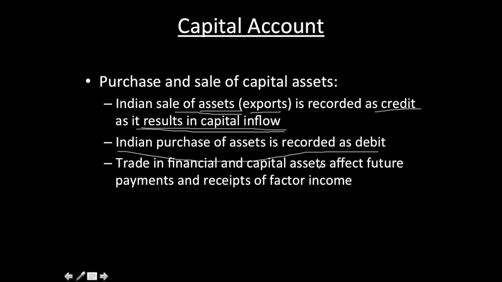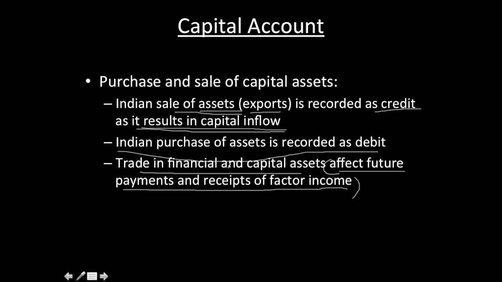Trade in financial and capital assets affects future payments and receipts of factor income. As I had told you about the link between factor income and purchase and sale of capital assets, whenever a country invests outside or sells outside in terms of financial or capital assets, then it may attain future benefits from that investment in terms of interest or dividends. So trade in financial and capital assets affects future payments and receipts of factor income.